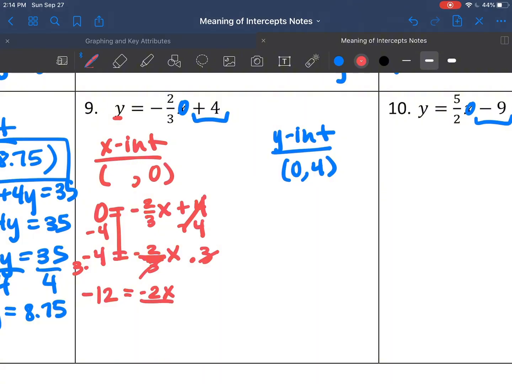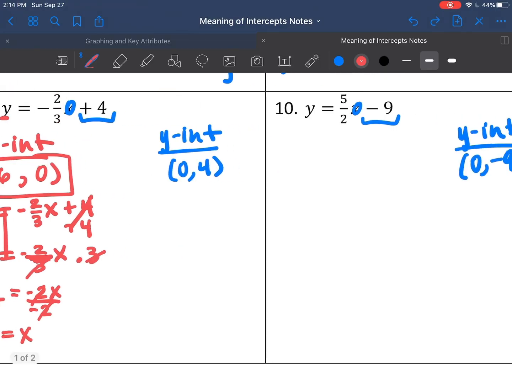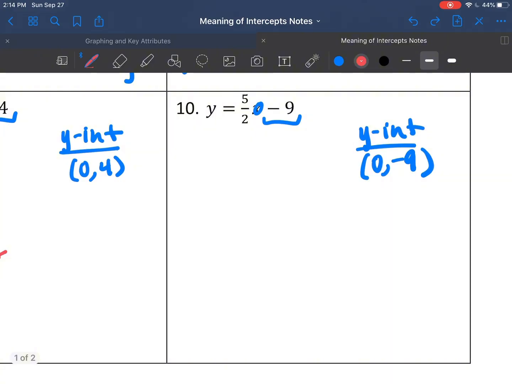That -2 on top didn't go away. Now we can divide by -2, and then -12 divided by -2 is +6. So 6, 0. And if you were to plug in 6 right there for x, you would get 0 for y. And so these are a little bit harder, and you got to be careful because you can't see that 6 in the equation. You can only see the slope and the y-intercept because this is slope-intercept form.